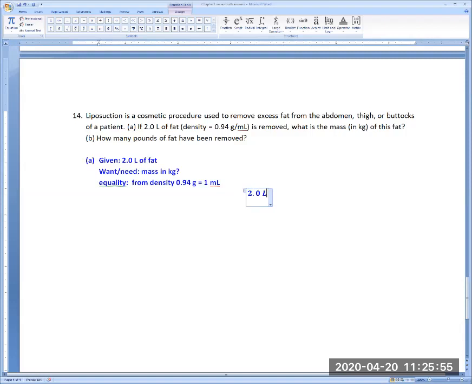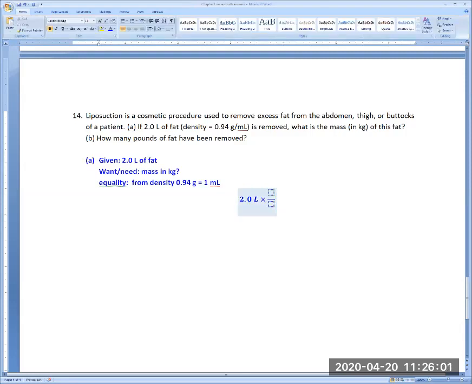However, the equality we have here is in grams per milliliters, right? So that's not gonna help us yet. We need to change our liters into milliliters so that we can use the density. So we need more than one equality here. And we need an equality that will change 1 liter into milliliters. And we saw that earlier, it's 1 liter equals 1,000 milliliters. Then we can use the density. So first you change the liters into milliliters.